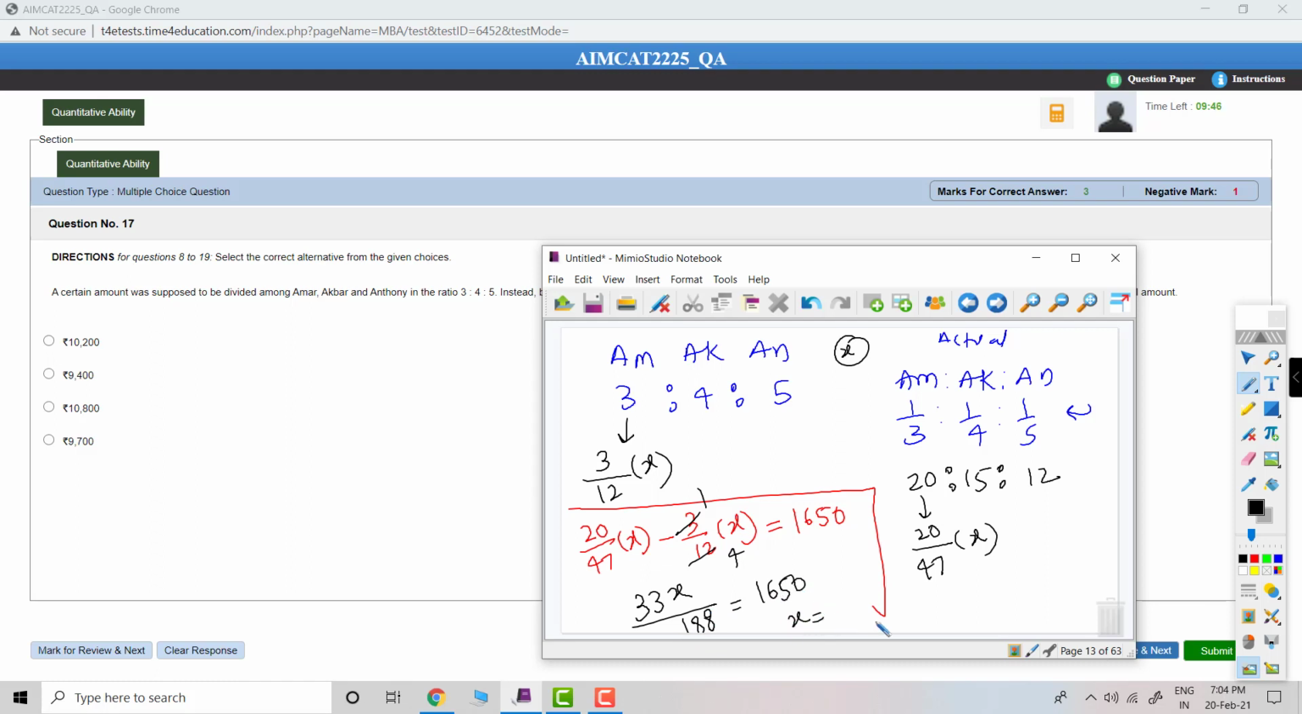Look at 33 5s are 165. Okay, so the 50 into 188 is the answer. Okay, 50 into 188, let's do this. This is equal to how much? 9400, okay, and then 4 and then 9. Correct, 9400 is the answer.